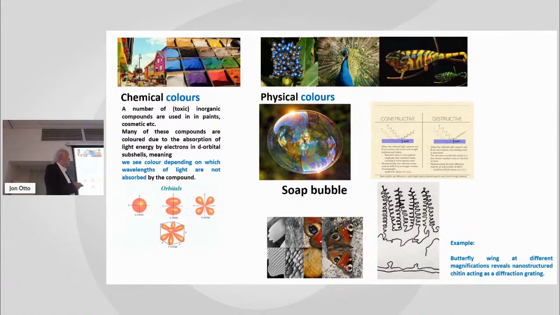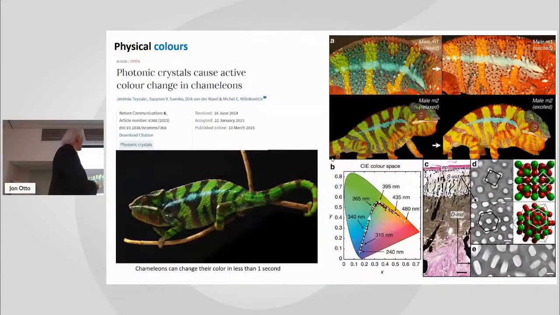So it's the distances in the material that matter, not the specific material. You get almost transparent materials to achieve it, because the light has to penetrate through and get reflected back from some layers underneath the surface. So this is the structure of a butterfly wing that gives rise to the structural coloration. This is a peacock, very structural color, and this is a rather spectacular example, which is the chameleon.